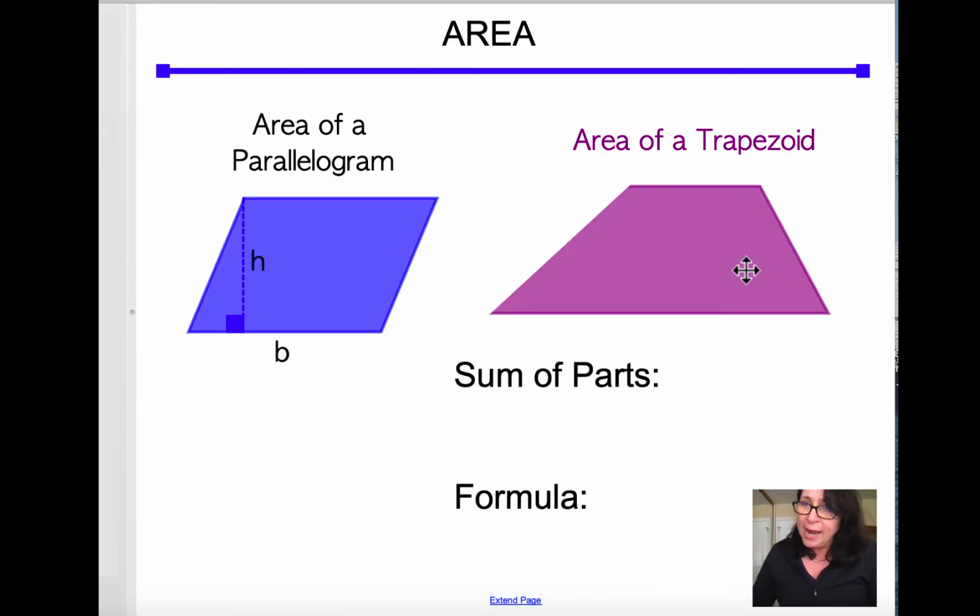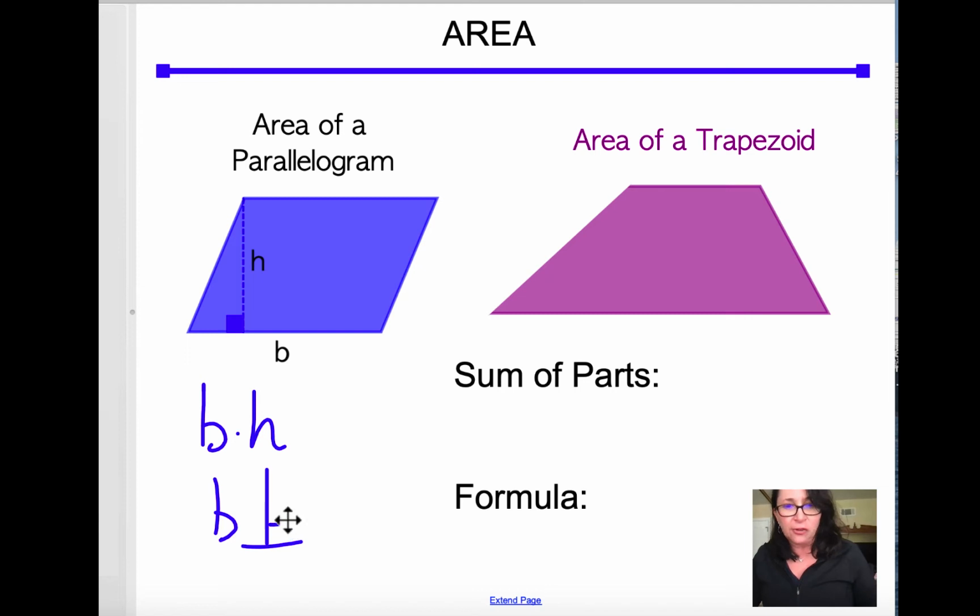So as we introduce the area of a trapezoid, there are a couple of things that can happen here. Number one, the area of a parallelogram is just base times height. However, your base and your height have got to be perpendicular. 100%. No exclusions, always. But for a trapezoid, it's sort of like the sum of the parts.